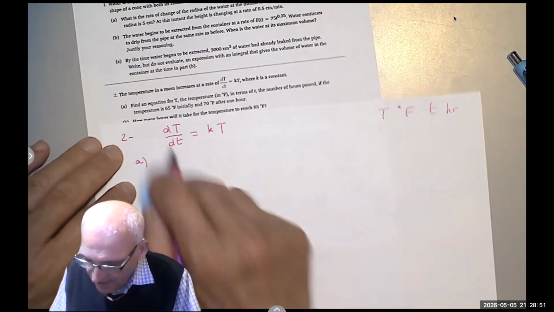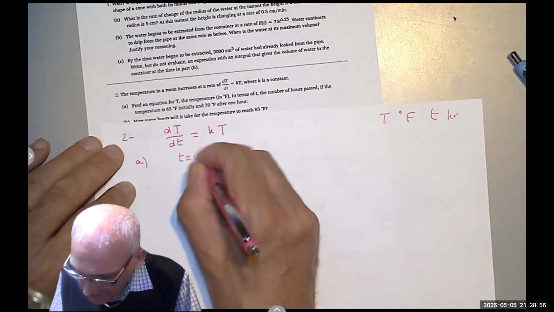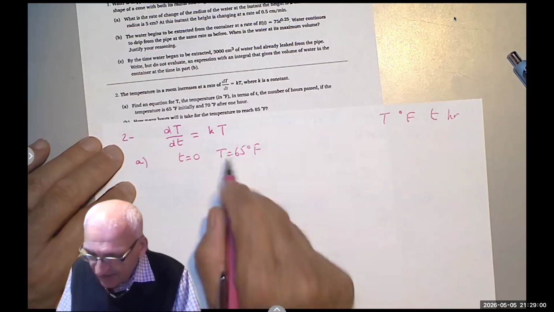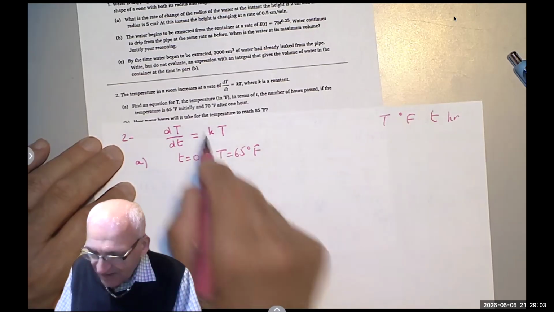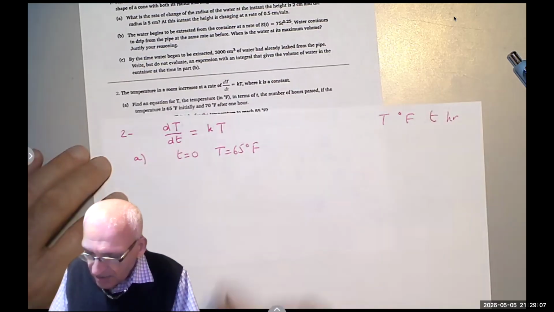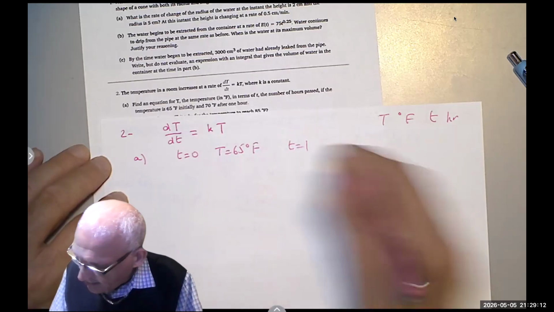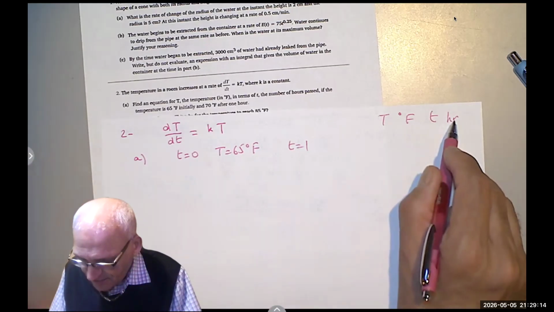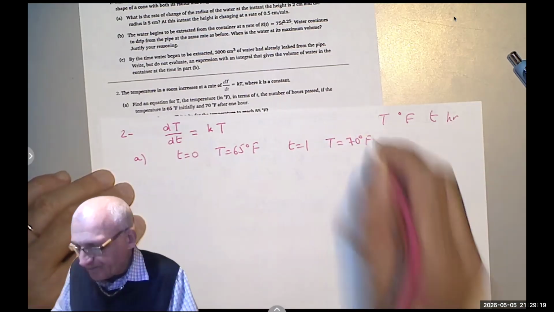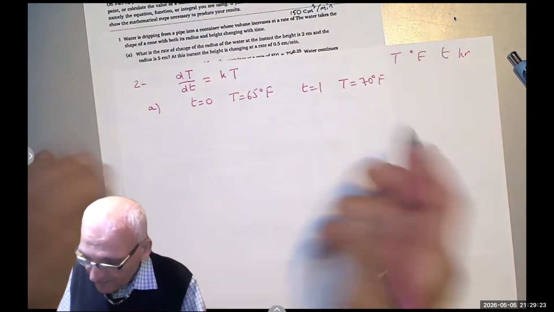Uppercase T in terms of lowercase t, but they have to give you some conditions. So initial condition: at t equals 0, capital T was 65 degrees Fahrenheit. That's not enough because I don't know k, and when I integrate, I will get a constant. So I need 2 equations or 2 conditions. They tell you it's 70 after 1 hour. So when t is 1, because t is in hours, so 1, not 60, for example, capital T is 70 degrees Fahrenheit. To solve this, we use separation of variables.